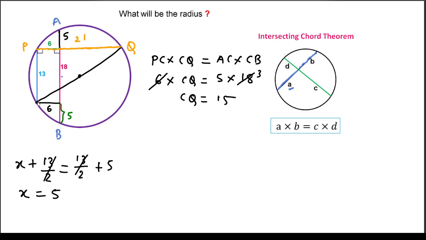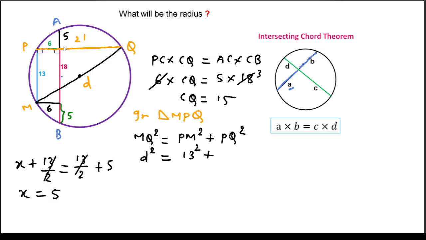We need to find the diameter first. So diameter, let's suppose D. By using the Pythagoras theorem, if we consider this as M, in right angle triangle MPQ, MQ square is equal to PM square plus PQ square. MQ is the diameter D, so D square equals PM according to the question 13 square, which is 169, plus PQ 21 square, which is 441. So this becomes 610, and D is equal to under root 610.